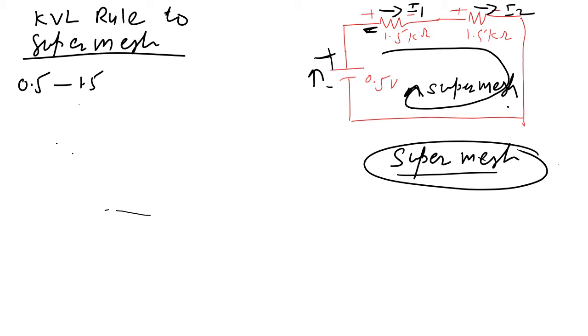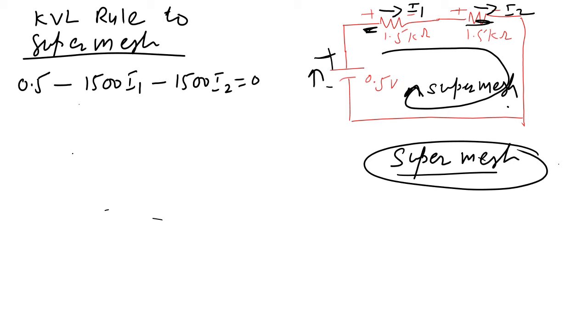Here I am taking ohm, so in ohm the value will be 1500. This is 1500, and the current passing is I1. Then again this is minus 1500, the other one, and the current passing from here is I2, and this is equal to 0.